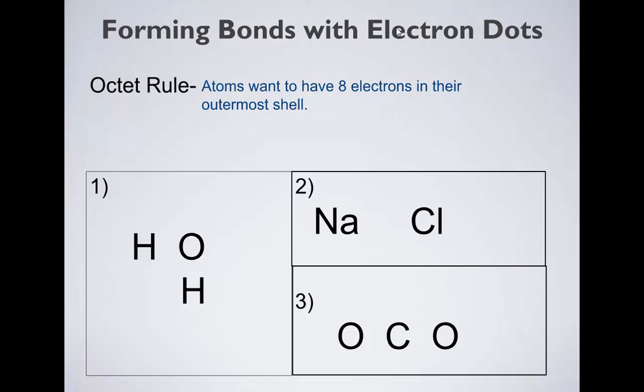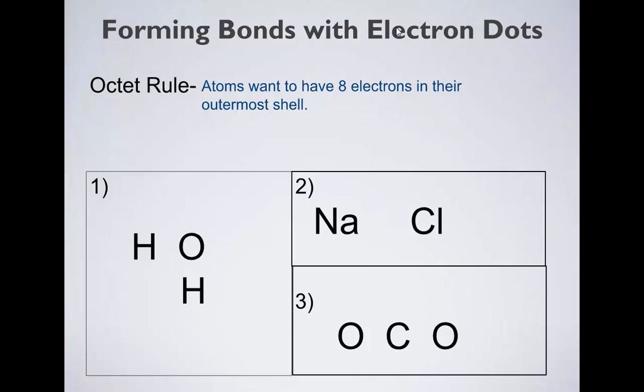All right, so this octet rule says that atoms want to have 8 in their outermost shell, typically. And when we made our electron dot diagrams, what was the maximum number of dots we put on an element symbol? 8. That's meant to help us understand how atoms will interact.